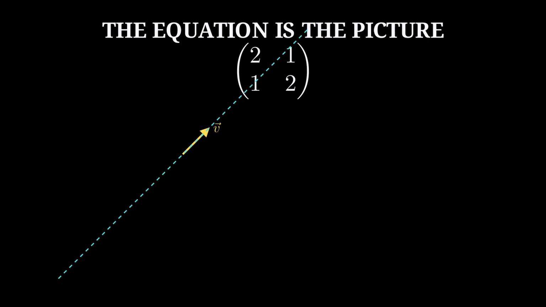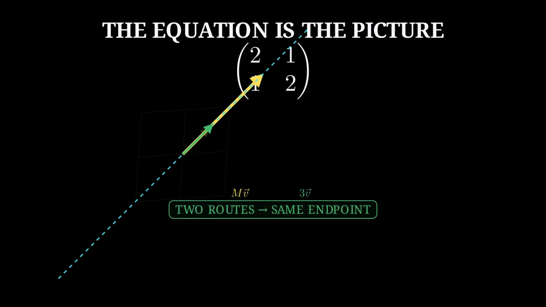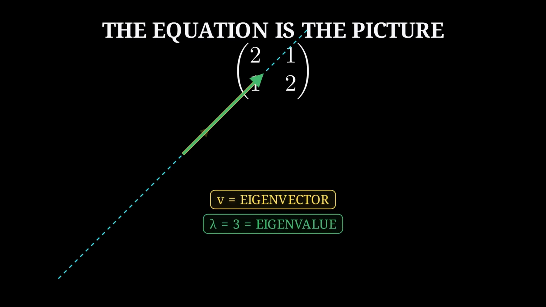Now freeze the yellow direction and watch what the matrix actually does to one vector on that line. The vector starts at one copy of the direction and ends 3 times as long on the very same line. Doing the full matrix transformation gave exactly the same endpoint as simply multiplying by 3. That is what the equation Mv = λv means. Matrix action becomes ordinary scaling on this direction. The vector v is the eigenvector, and λ is the eigenvalue.